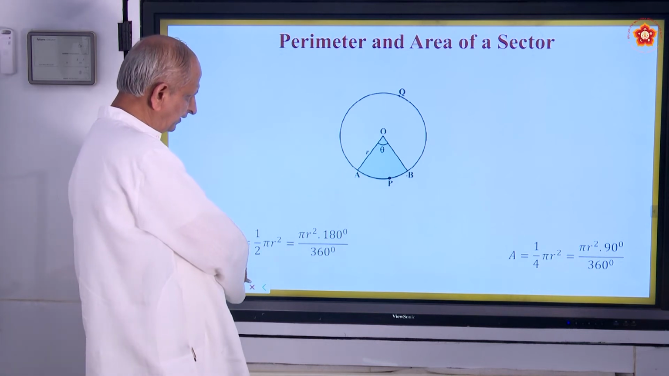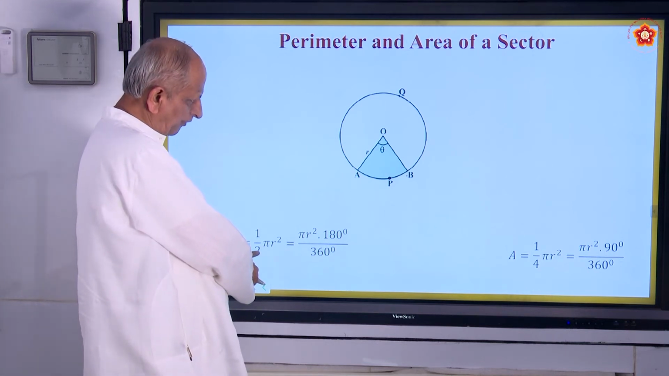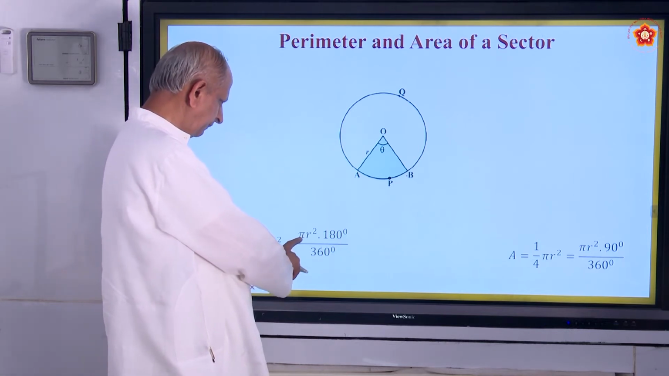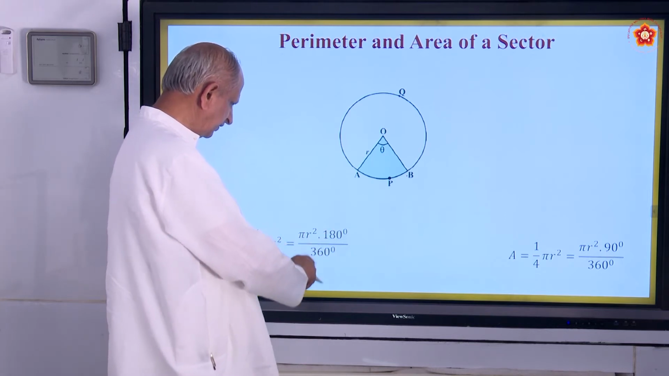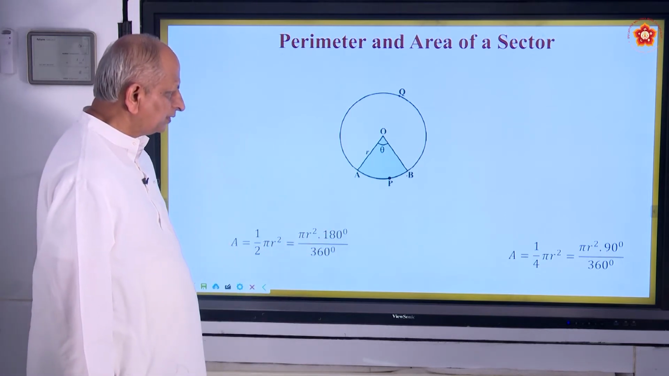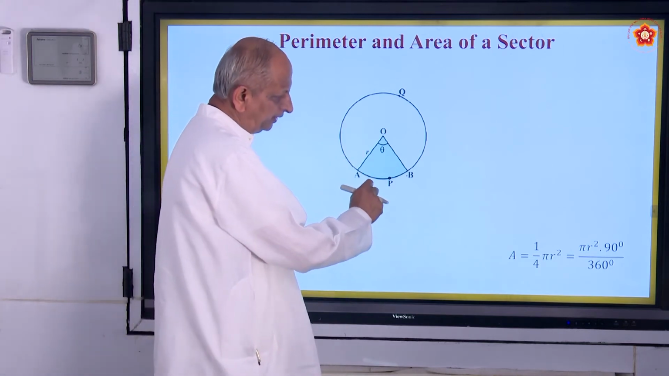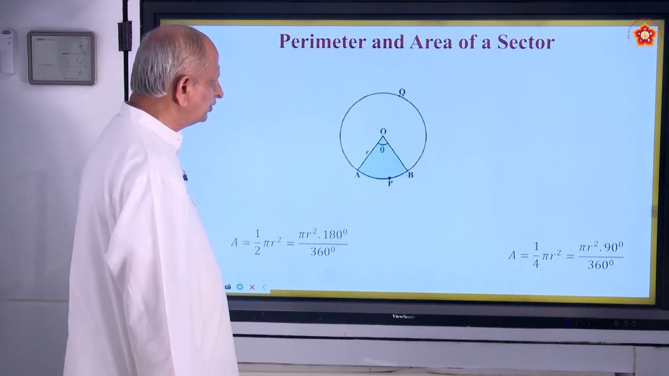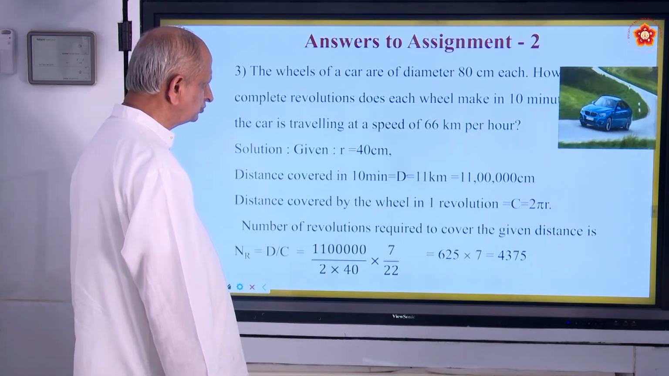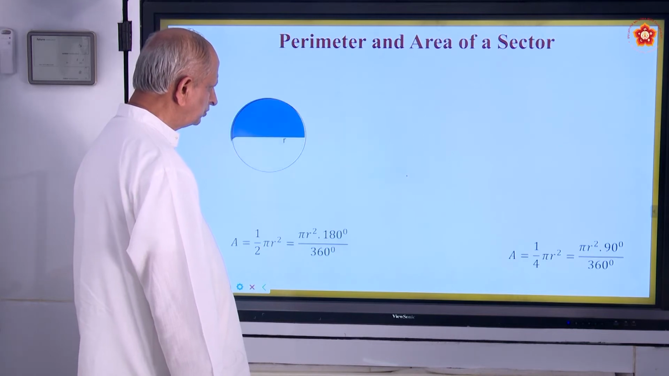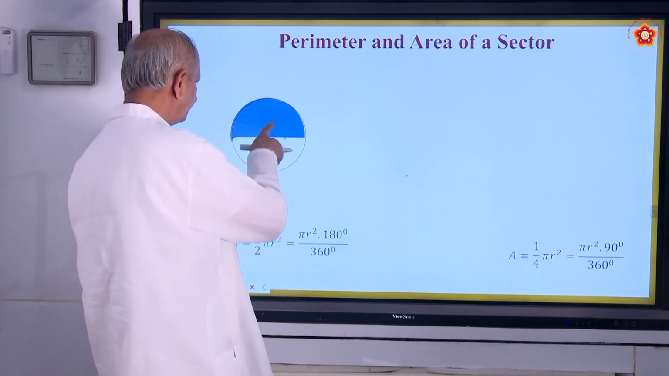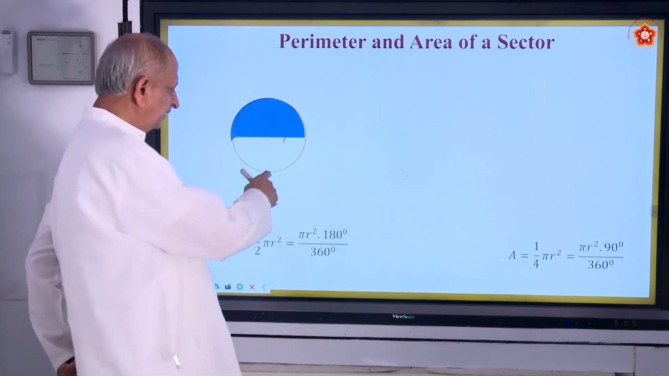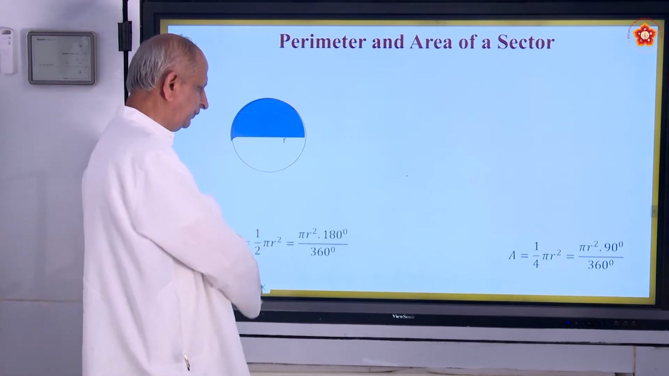Here area given by the formula half pi r square, that is pi r square into 180 degrees by 360 degrees. So, area of sector will be 1 by 4 pi r square. So, in case of semicircle, this will be half pi r square. So, please correct it. This we are telling the area of the semicircle, half pi r square.